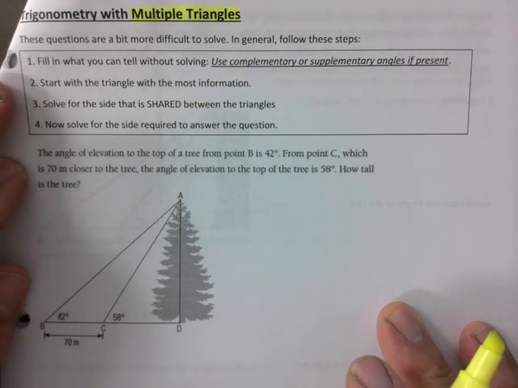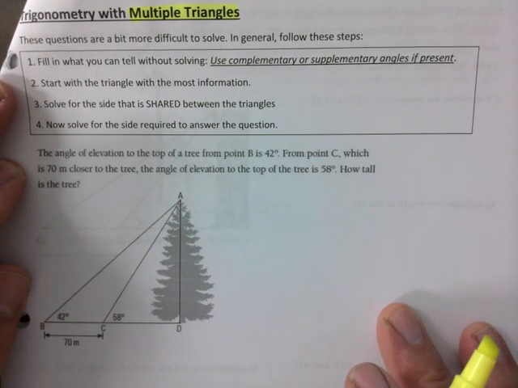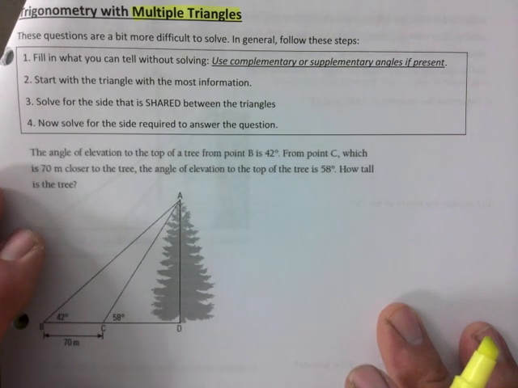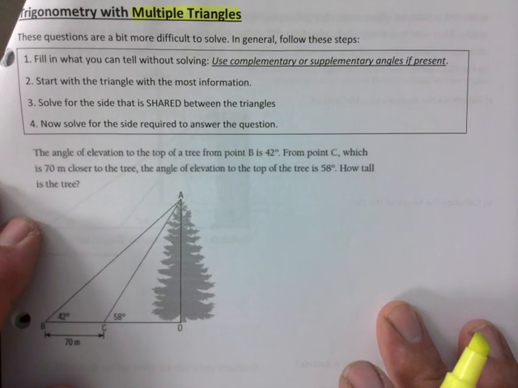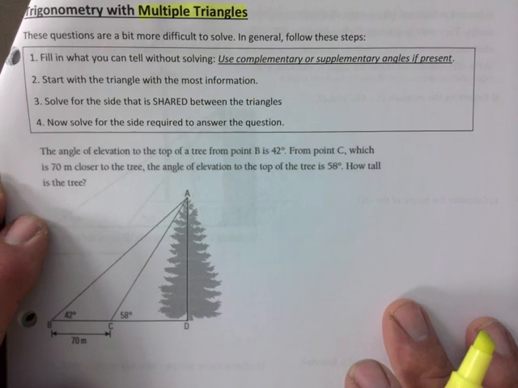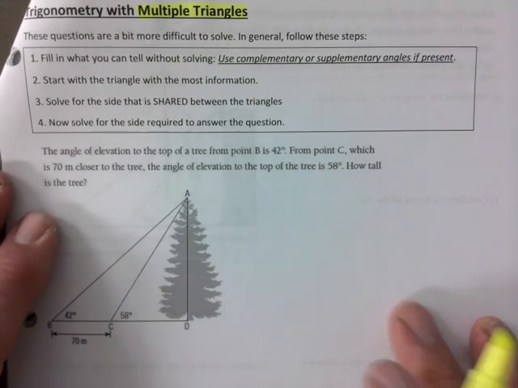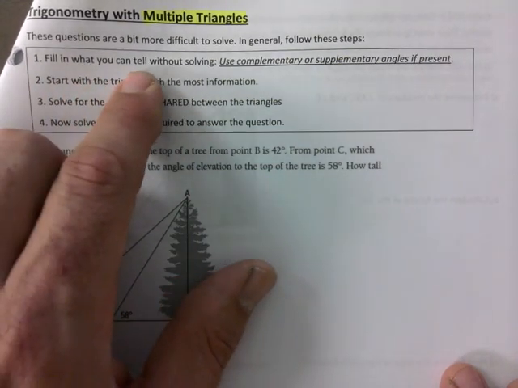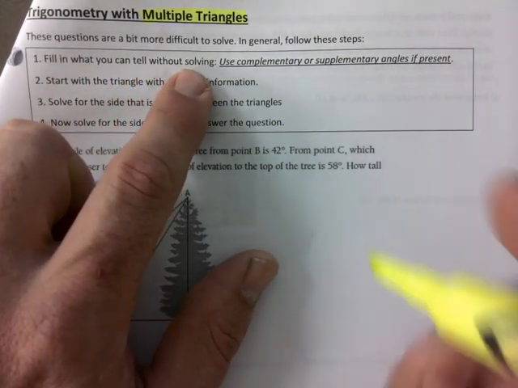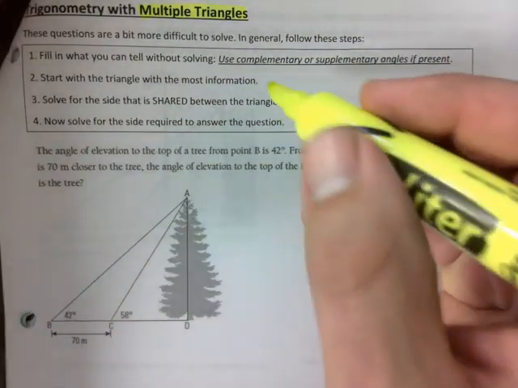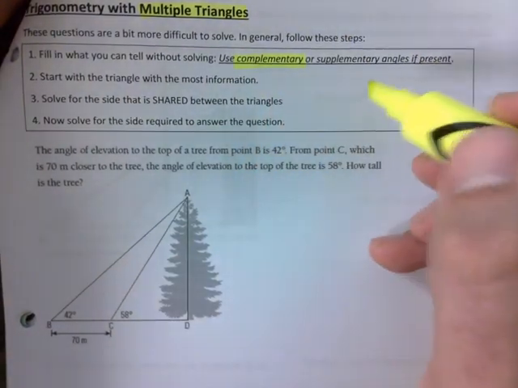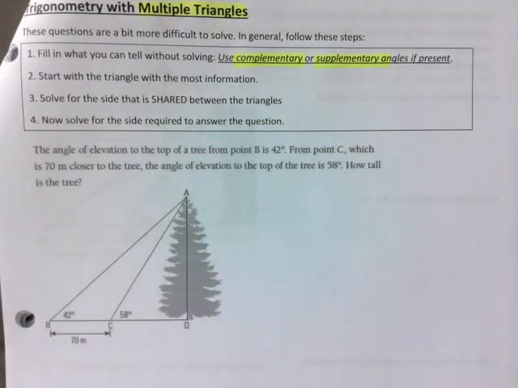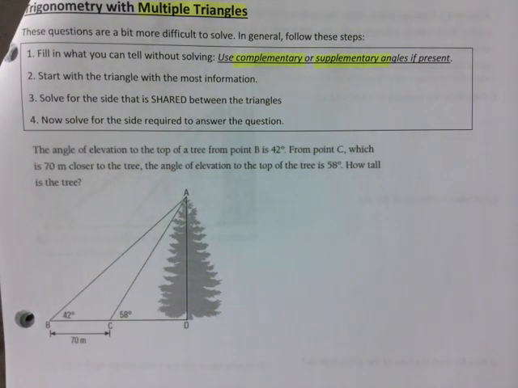It's a bit more difficult to solve, but in general, I like to give steps, but I don't like to tell you must do it this way. But some students appreciate at least a way to get started, and then you might go your own way later. So first step is fill in what you can without solving. So by that I mean focus on, is there a complementary or a supplementary angle somehow that will help me get another angle that I need. Okay.